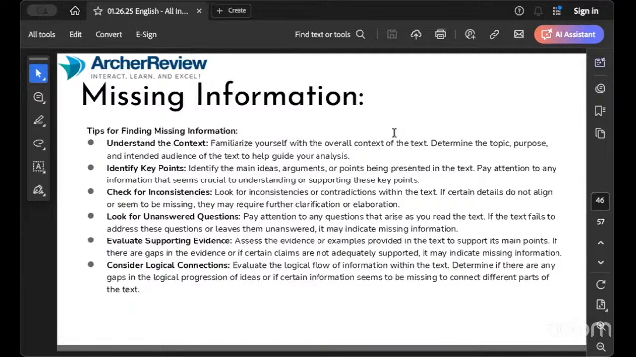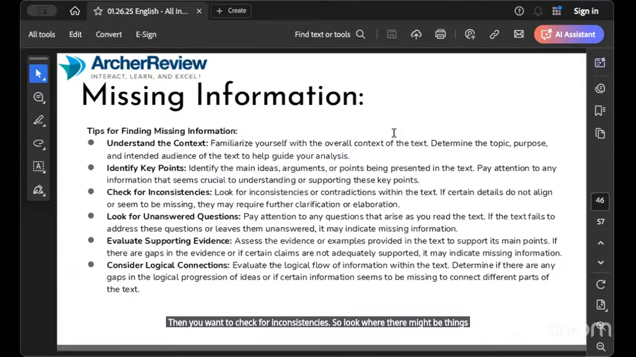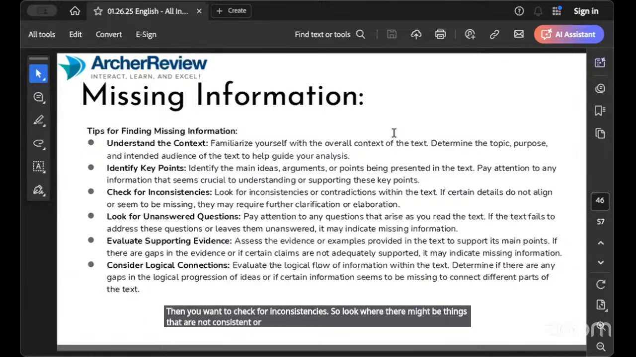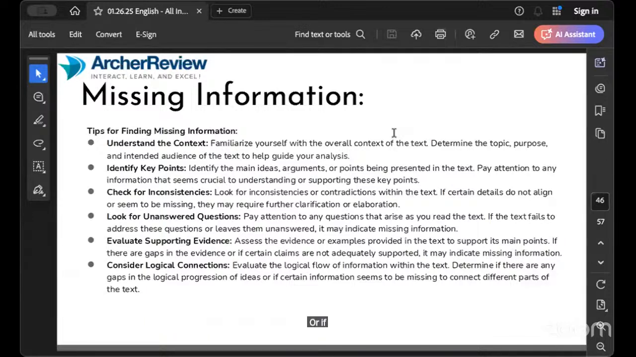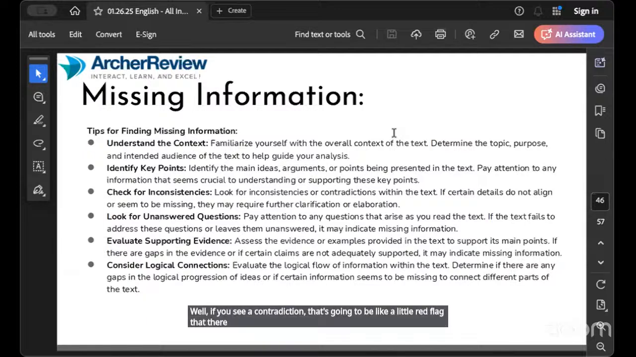Then you want to check for inconsistencies. So look where there might be things that are not consistent or not explained consistently throughout the paragraph or the passage. Or if there's any contradictions. Did they say one thing, but then turn around and say another? Well, if you see a contradiction, that's going to be like a little red flag that there's some missing information or it's just not worded very well.